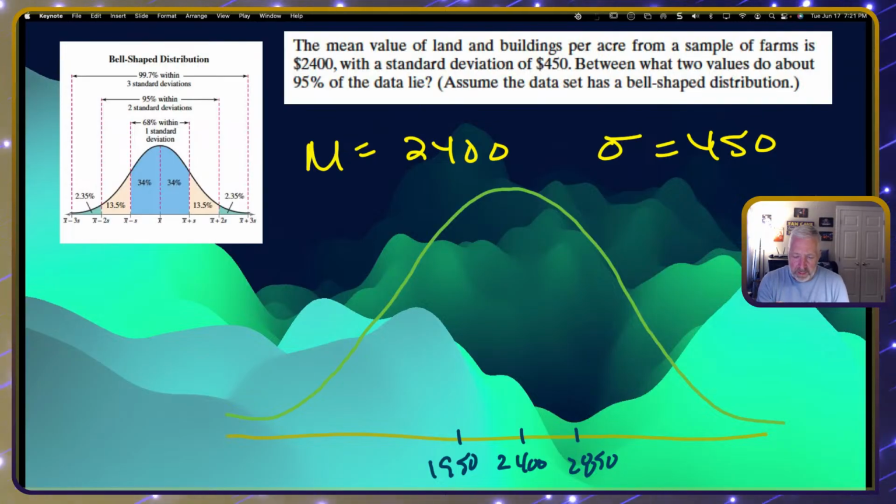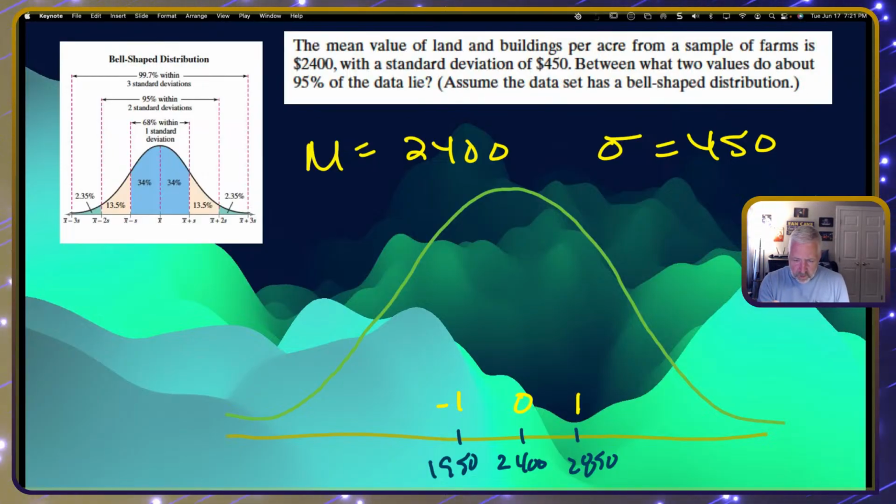What I've got here is, for measures of position, that middle right there is the mean. This is one standard deviation away, and this is one standard deviation away. And they're asking us between what two values do about 95% of the data lie. Well, 95% of the data, I'm not far enough out, am I? 68% falls where I've gone here. We need 95%. Sorry, misinterpretation of that problem.